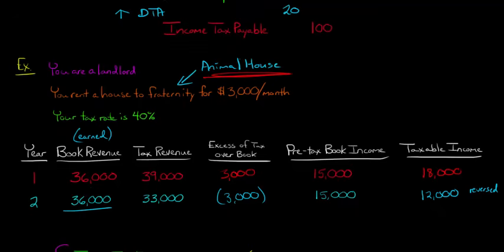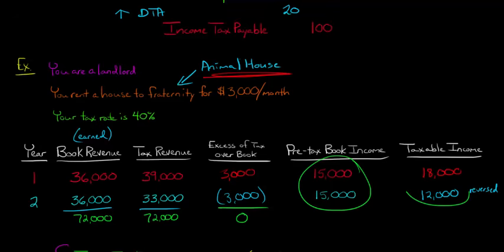Either way, they paid you $72,000 in rent, right? So they paid you for book and tax purposes. You ultimately recognize $72,000 in rent over the 2-year period. And the excess of tax over book, the difference, equals out to zero because it flips back the next year, right? So it's just a timing difference. And so each way you're going to have $30,000 of book income, $30,000 of taxable income. So it's just a timing difference.